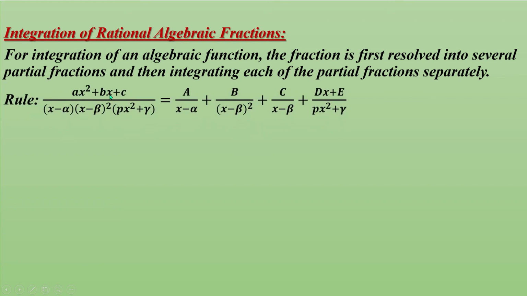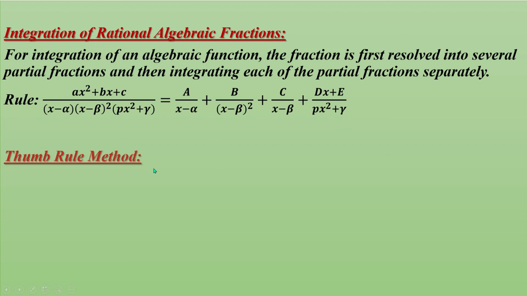Rule: ax square plus bx plus c divided by x minus alpha into x minus beta whole square into px square plus gamma. We have to follow the denominator. Here x minus alpha, so a divided by x minus alpha, numerator doesn't matter, plus b divided by x minus beta whole square. Again we have to take c divided by x minus beta, and for this part we have to take dx plus e divided by px square plus gamma.